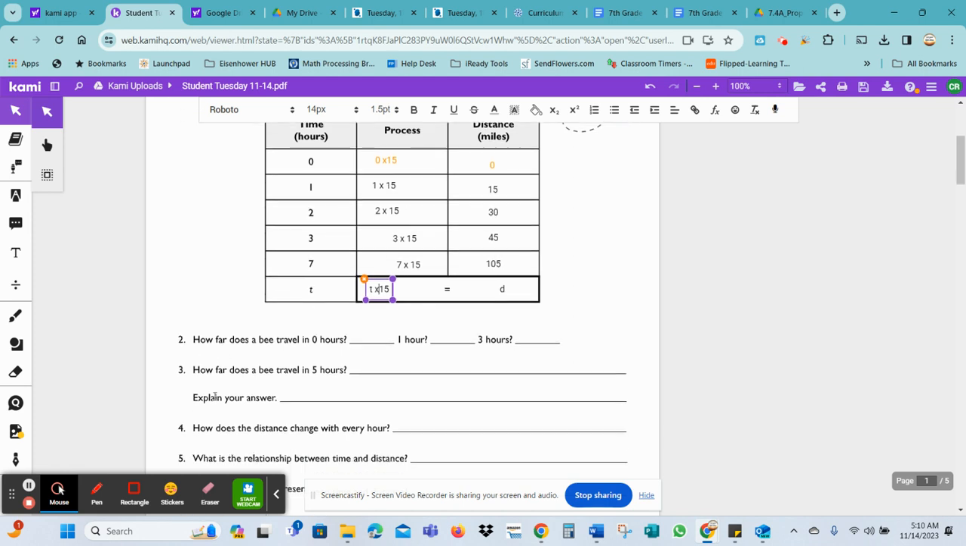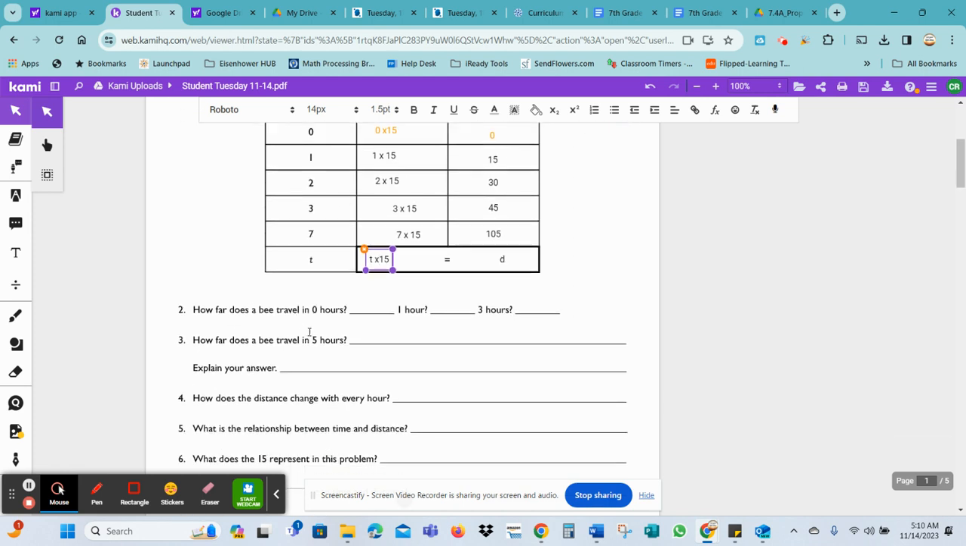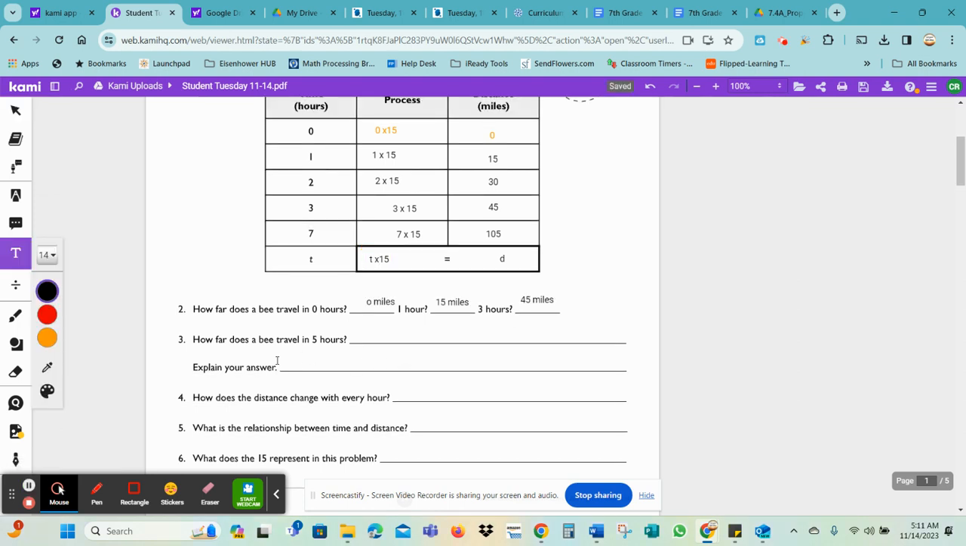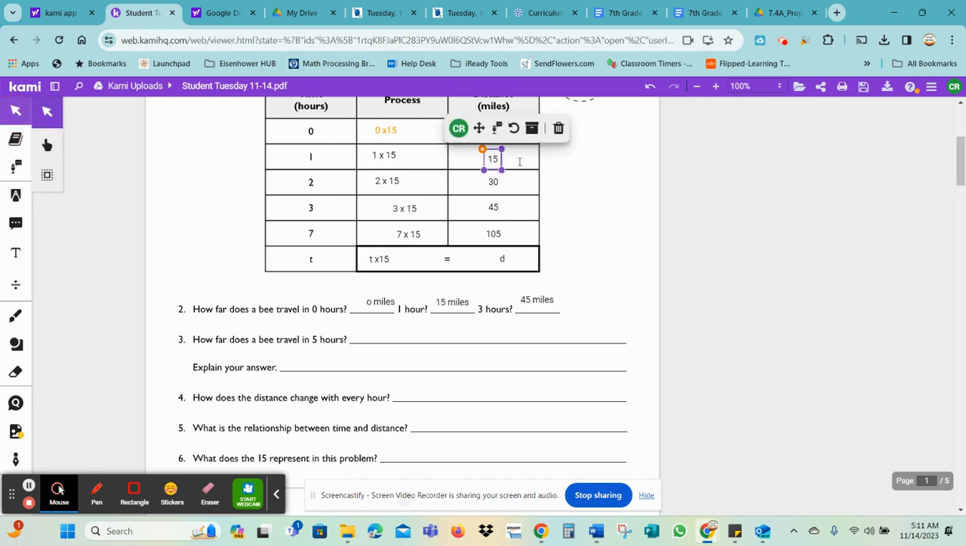So look at question two. How far does a bee travel in 0 hours? Go ahead and pause the computer and fill in the blanks. So for number two, we should have written down, how far does a bee travel in 0 hours? We know it's 0 miles. In 1 hour, we can see on our chart, it will be 15 miles. And at 3 hours, I'm looking at the 3 hours here, it's 45 miles.